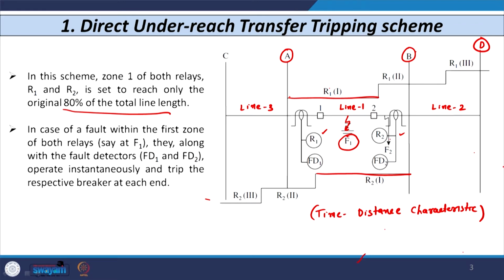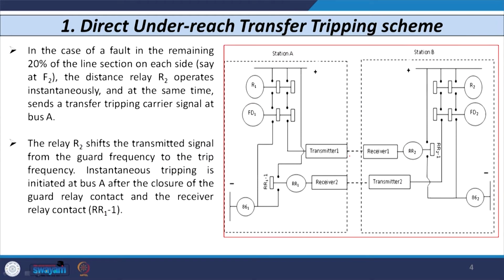Now, along with these 2 distance relays, we have another device known as FT1 and FT2. These are fault detectors 1 and 2, which are basically instantaneous overcurrent relays. So, this is the control circuit of the direct underreach transfer tripping scheme.